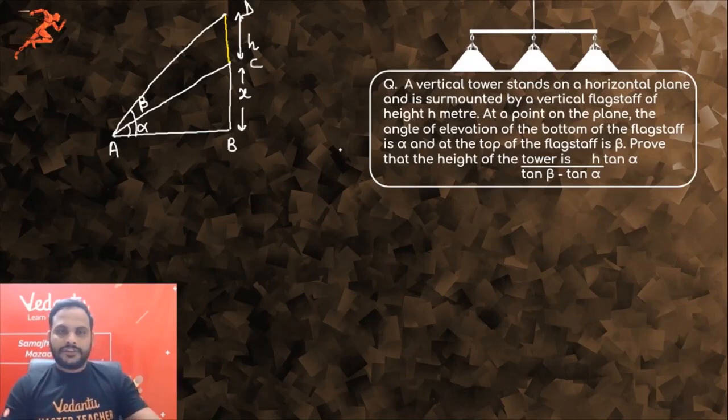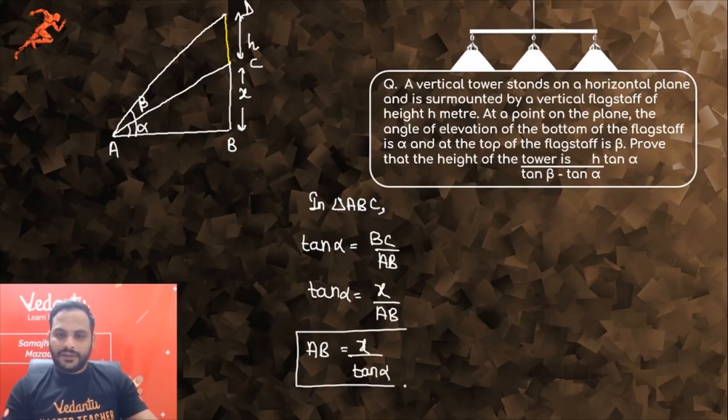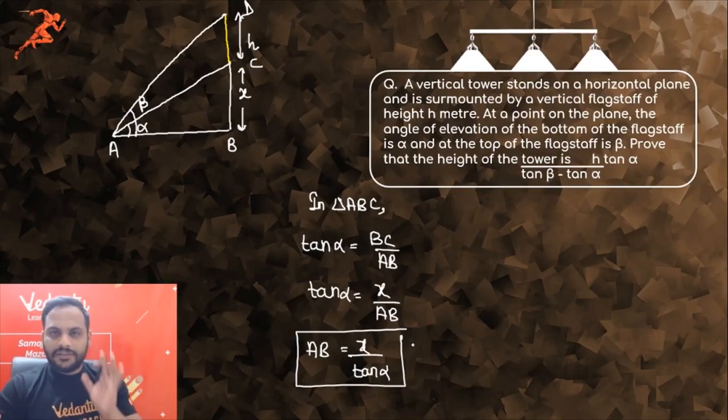First thing first, in triangle ABC, tan alpha will be equal to BC upon AB. BC is equal to x, so tan alpha is equal to x upon AB. So from here you get the value of AB as x upon tan alpha. Since everything is tan alpha, keep it in the form of tan only.